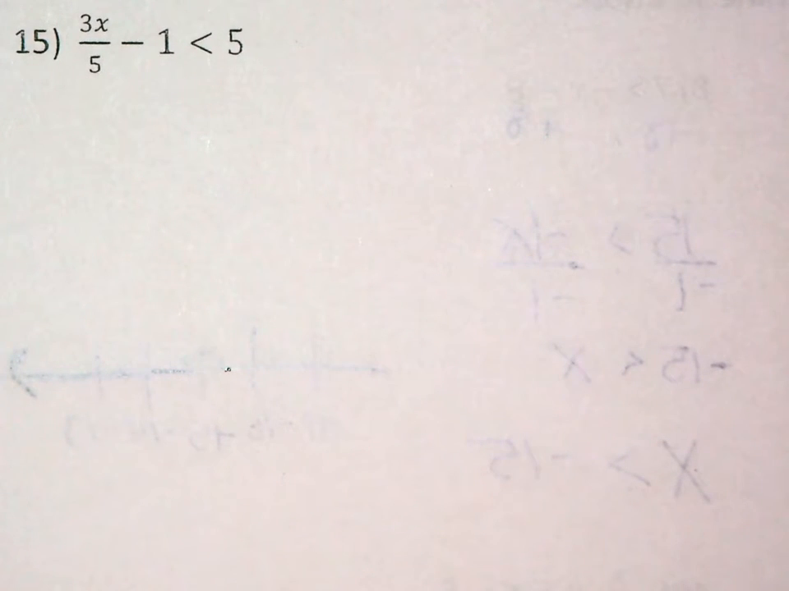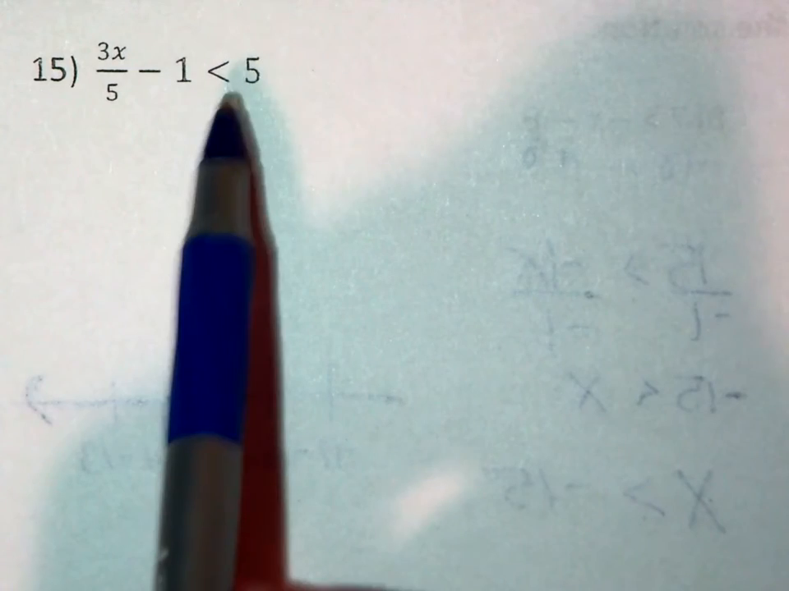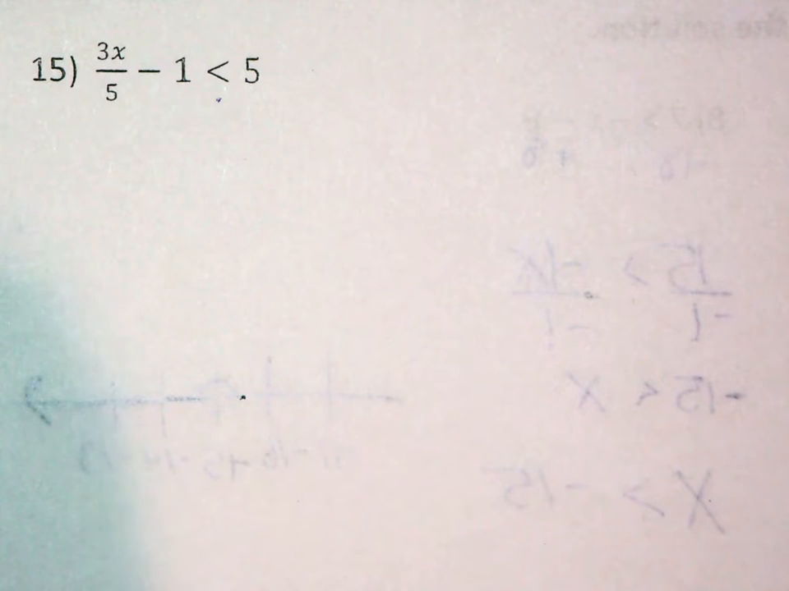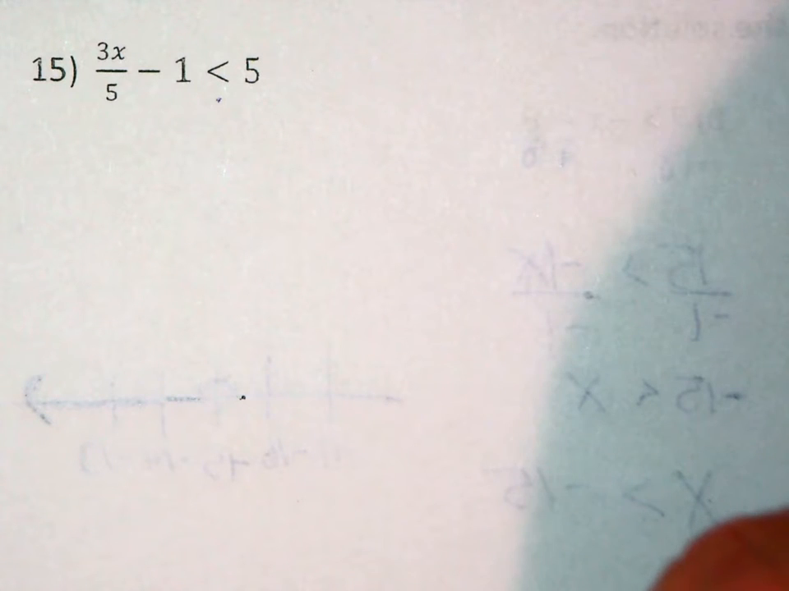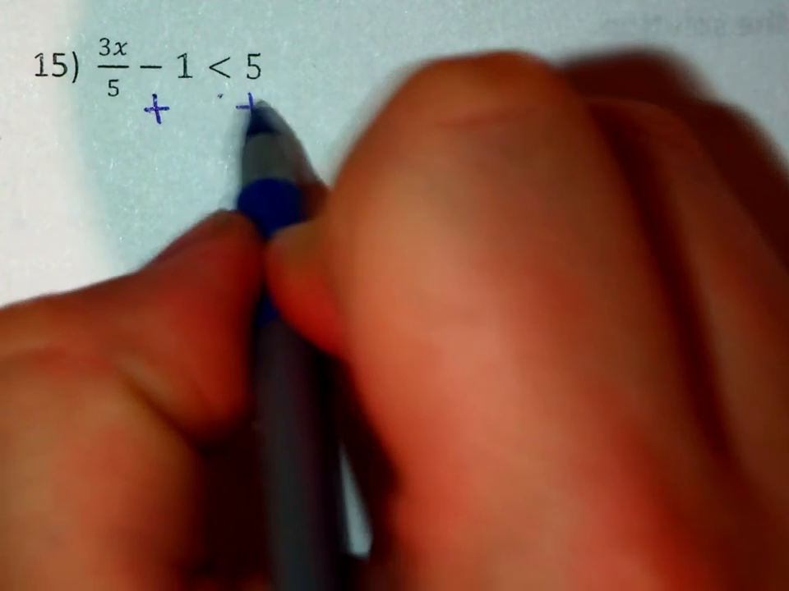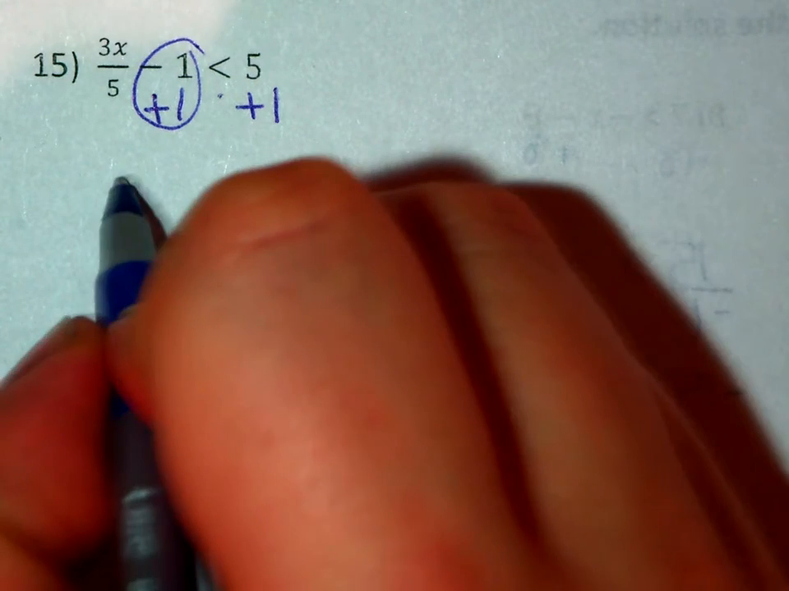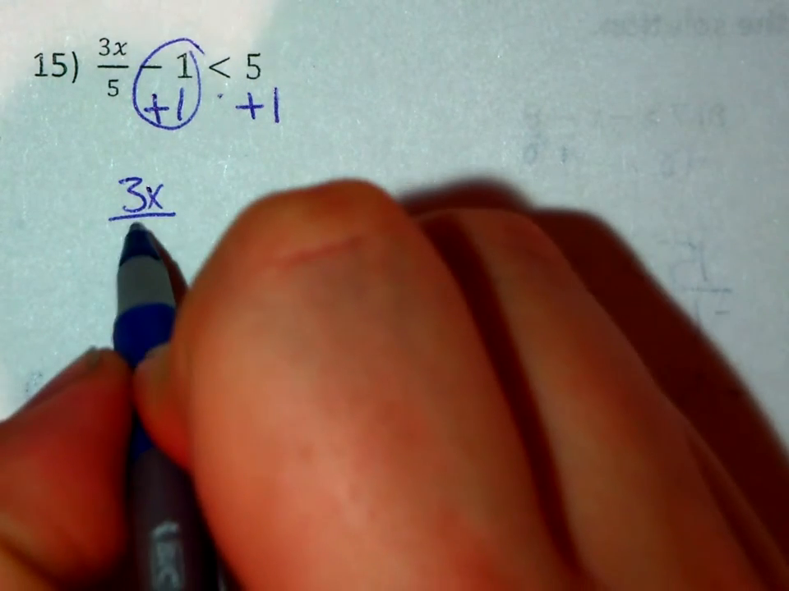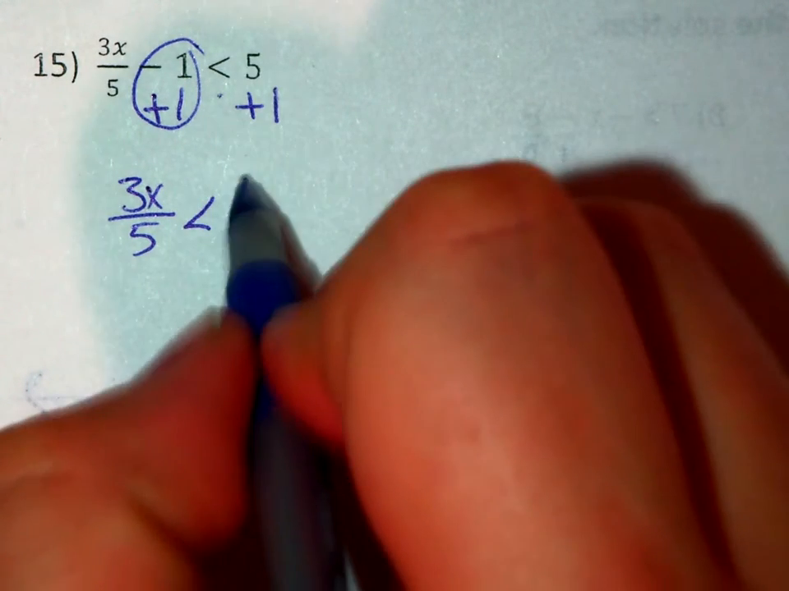Now let's do one more example. Number 15 reads 3x over 5 minus 1 is less than 5. Unfortunately, we're in luck because our variable is already on the left side of the inequality symbol, so we won't have to move it around. So we simply need to solve this very much like we did our equations last week. I will add 1 to both sides. Negative 1 and positive 1 is 0, so that drops down 3x over 5 is less than 5 plus 1 is 6.